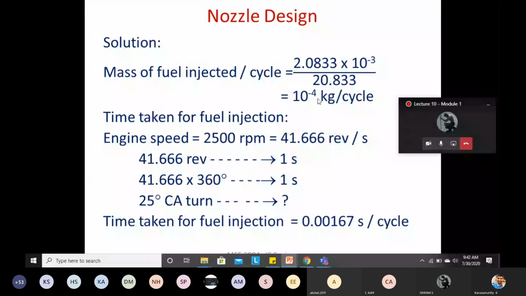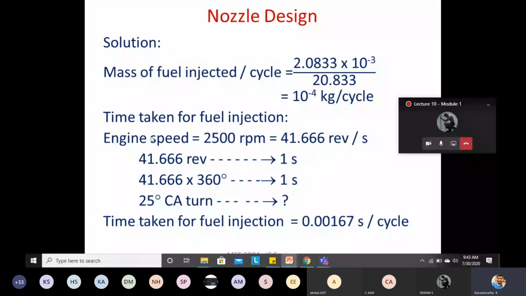Now, to convert this in terms of seconds, the time taken for fuel injection, right? See, the time taken for fuel injection, I want to calculate. The engine speed is 2500 RPM, which, if you divide by 60, gives 41.666 revolutions per second. So this engine completes 41.666 revolutions in 1 second, right?